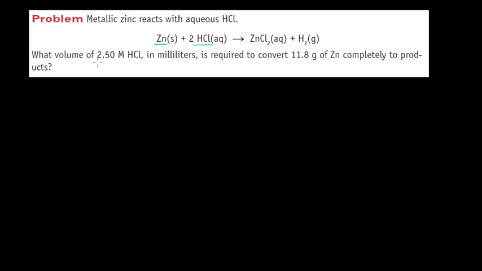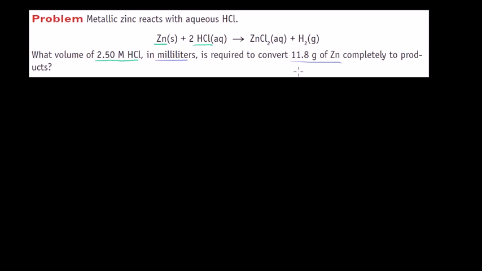And they say what volume of 2.5 molar, so they're giving us the concentration of the solution. What volume of 2.5 molar hydrochloric acid in milliliters? So we've got to remember that they want their answer in milliliters. Is required to convert 11.8 grams of zinc completely to products.